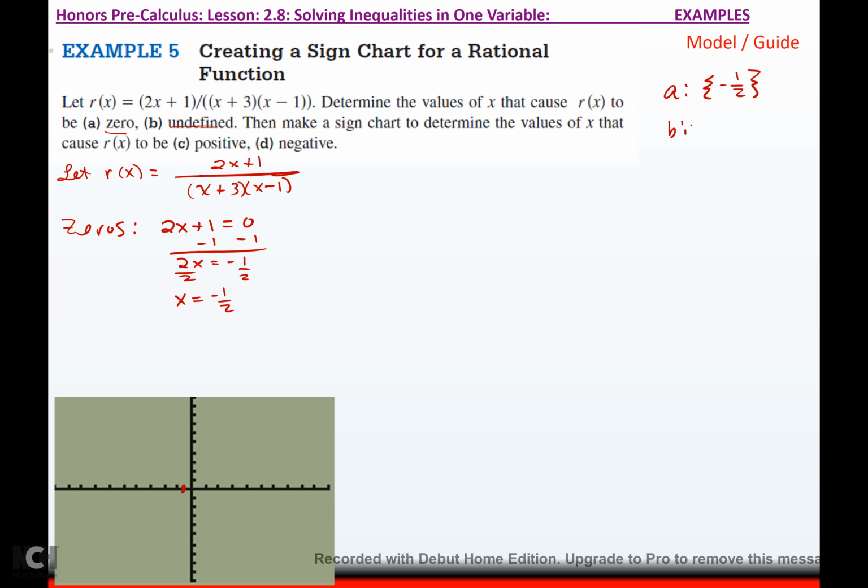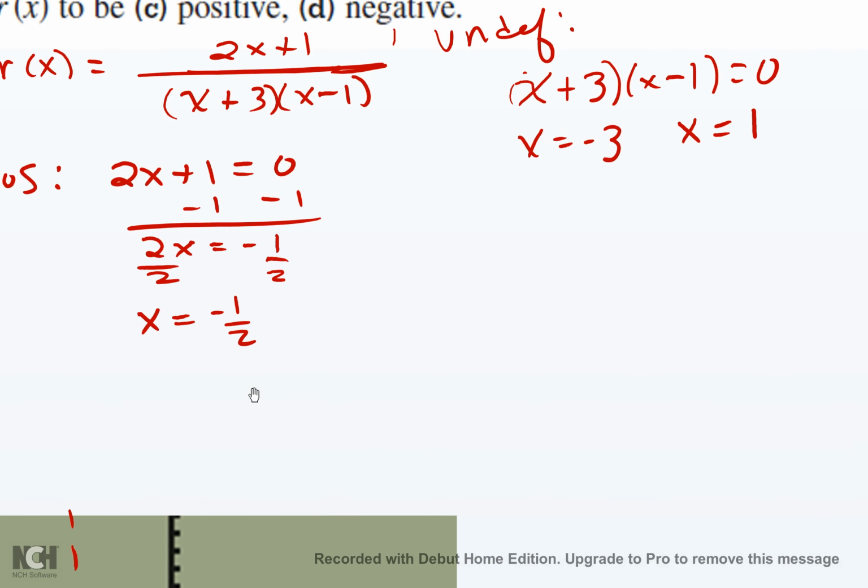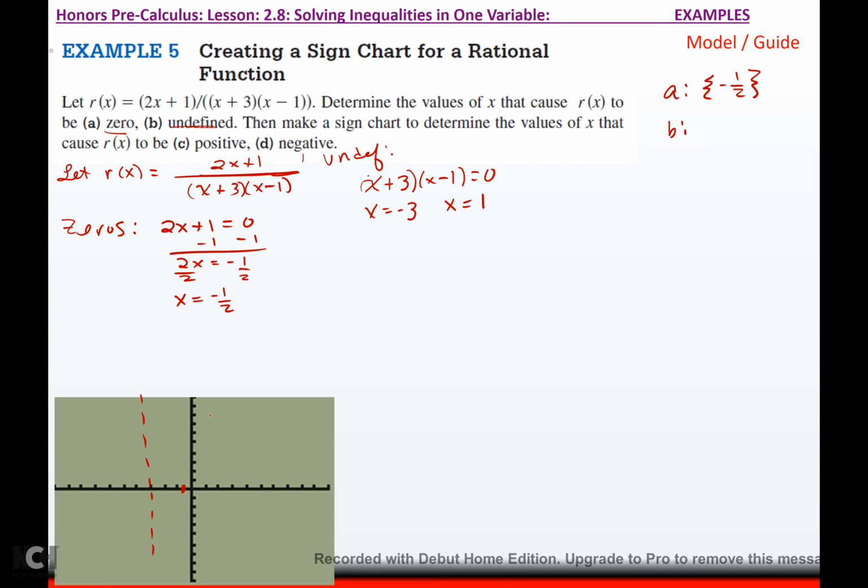B wants the undefined. Your undefineds are when your denominator equals 0. It's basically your domain values that have to go away. So to get your undefineds, or your vertical asymptotes, or whatever you want to call them, you set your denominator equal to 0 and solve it, which gives me x equals negative 3 and x equals 1. So I'm going to have a vertical asymptote at negative 3 and at positive 1. And those are my undefined. So for B, we say it's undefined at negative 3 and at 1.